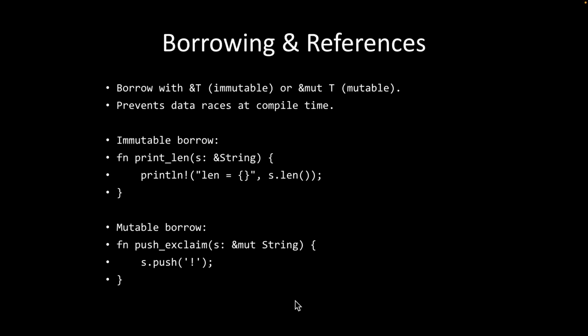And then you have the mutable borrow. In this function, push_exclaim, it's taking a parameter s, which is a mutable reference to an owned string. And here we are pushing an exclamation point to the end of the string. So that's why it's mutating the string that is being passed in. So you need a mutable reference for this particular operation to compile successfully.